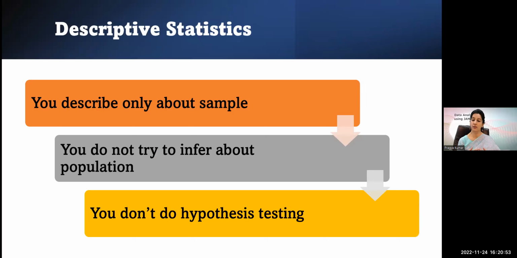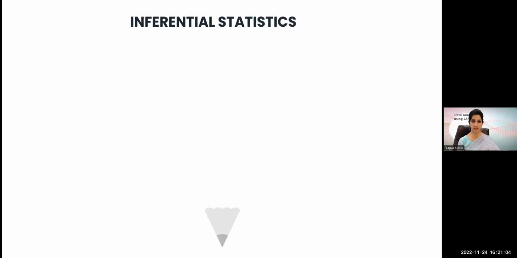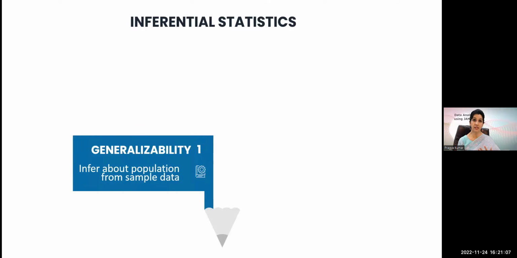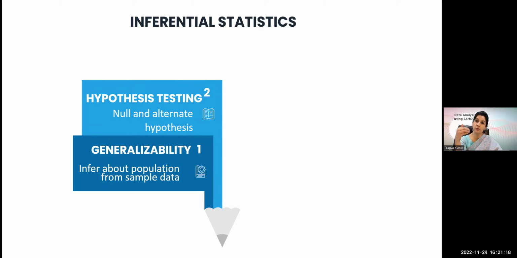You don't try to infer about the population, and you don't do the hypothesis testing. Hypothesis testing you do in the analytical, or you do in the inferential statistics. Inferential statistics is when you describe about the sample, but you project about the population. So you infer about the population from your sample data, and you do the hypothesis testing also. So in the inferential statistics, you have got a null hypothesis, you have got an alternate hypothesis, and then you see whether you reject the null hypothesis or you accept it.